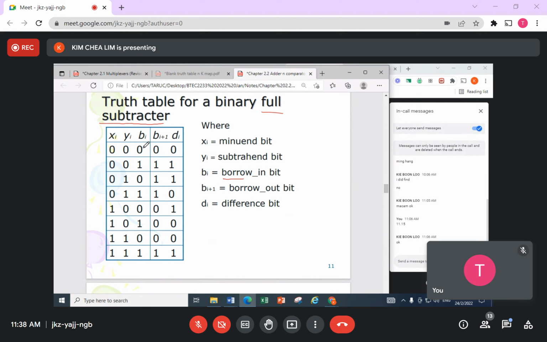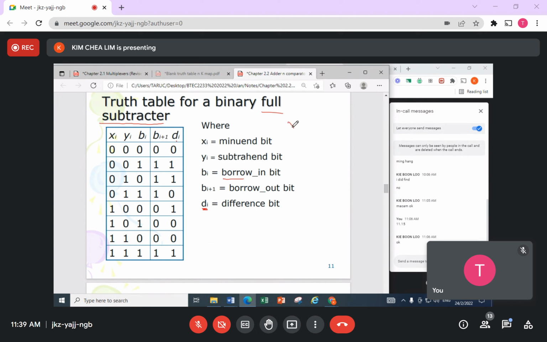So here, I didn't lend anything out. They never borrow from me. Yes, they borrow from me, borrow from me, borrow from me. All right, so how do we get these outputs here? The D here stands for difference because it's a subtractor. All right, difference. This is the borrow out.